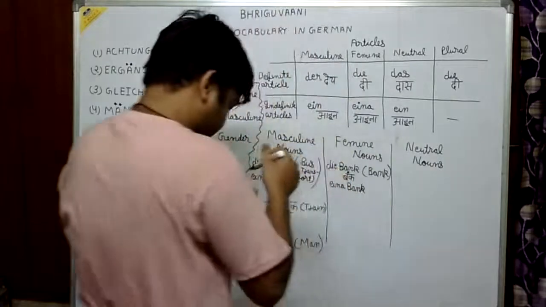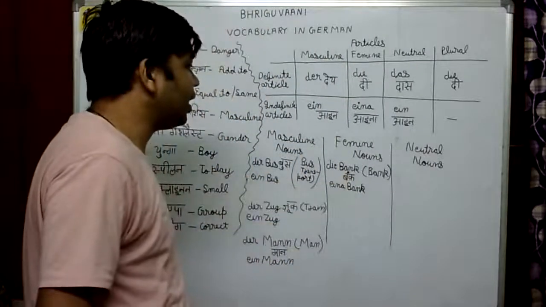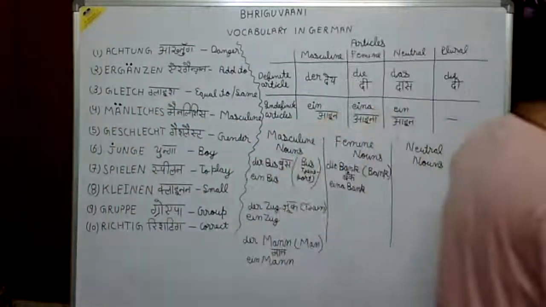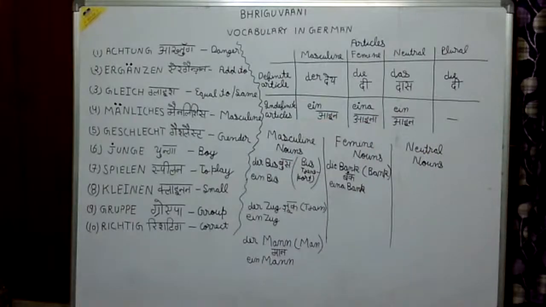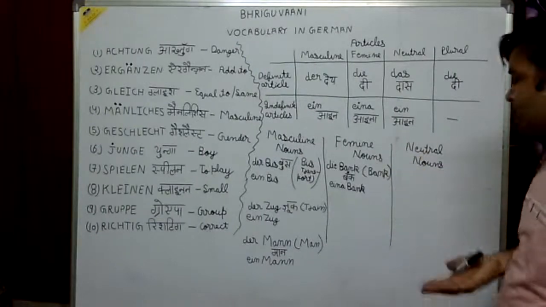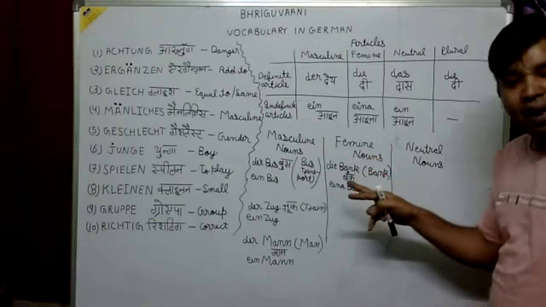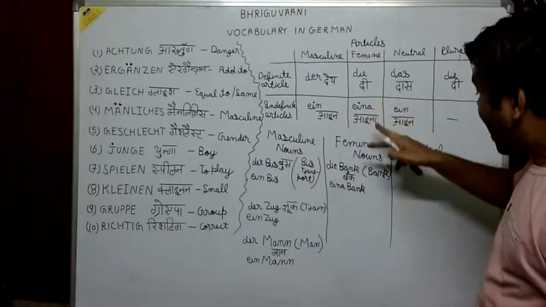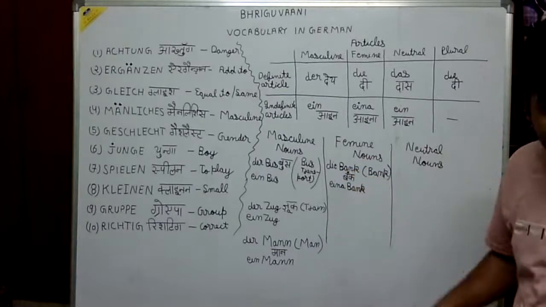See, the word is Bank. This Bank is the same as we call bank in English. Punjab National Bank, United Bank of India, Indian Bank, Indian Overseas Bank. So it's a feminine noun. This Bank is a feminine noun in German, and for feminine nouns we are using die or eine. Die Bank, eine Bank.